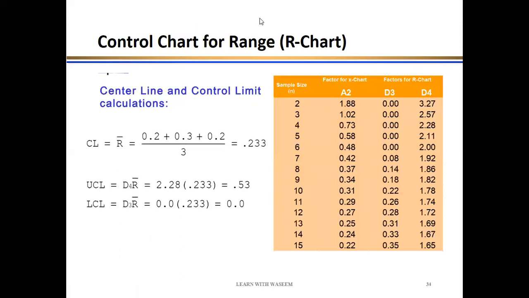Now if you want to draw the R bar chart, we will have to use R bar as the center line. We have already defined it, but its value is different for the R chart. The UCL formula and LCL formula are different for the R chart. The UCL formula is D4 R bar. We have the value of R bar, which is 0.233, but we don't have D4 available in the statement of the question. So how can we find it? We can find it from the table using the sample size, which was given as 4. In front of 4, the value of D4 is 2.28. So D4 is 2.28 multiplied with R bar, which is 0.233, so its value is 0.53. And for LCL, the value of D3 in front of 4 is 0.00, meaning 0. So 0 into 0.233 is equal to 0.